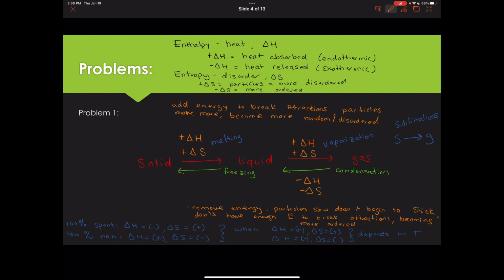The same is true going from a liquid to a solid. We've got to cool that sample down even further, so we're removing more energy. We have even less energy to break attractions, so particles stick together more, becoming that rigid structure of the solid, which is much more ordered, so we have a negative delta S. The same is true going from a gas to a solid, which is deposition. We're going to have negative delta H and negative delta S. And so again, these are going to be spontaneous processes. They'll occur on their own, but they will do so at particular temperatures.